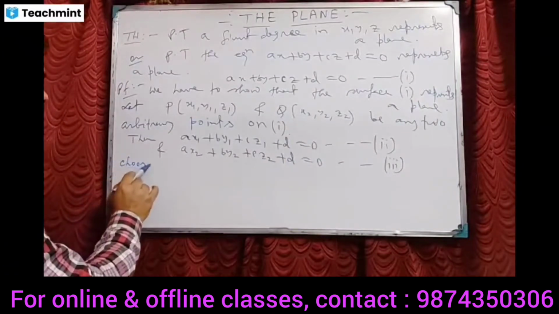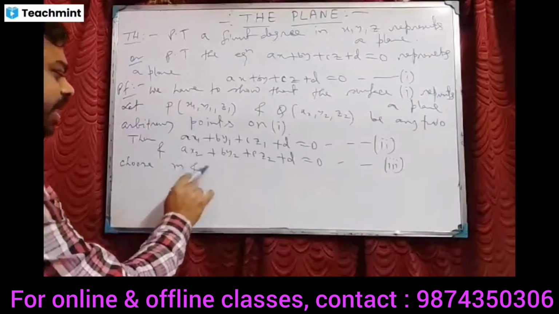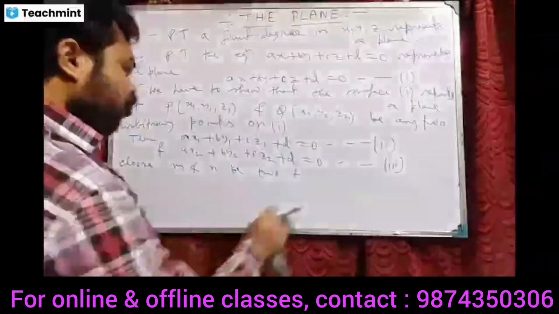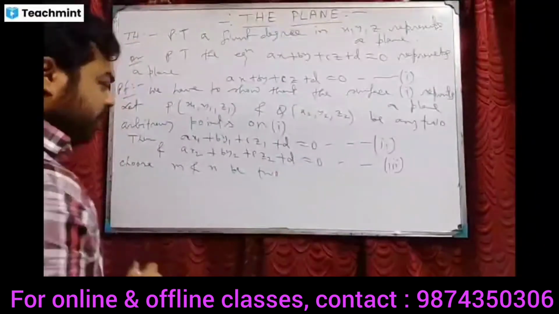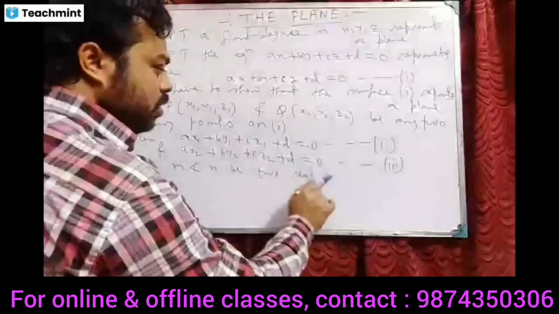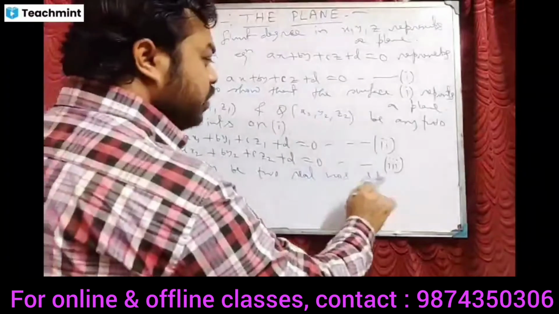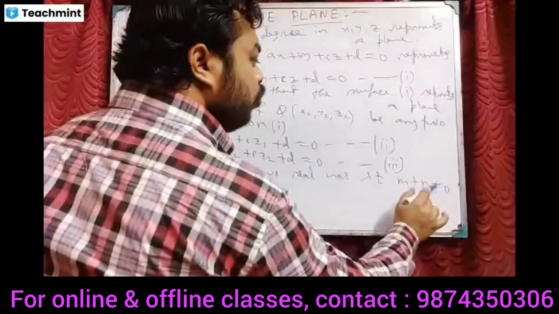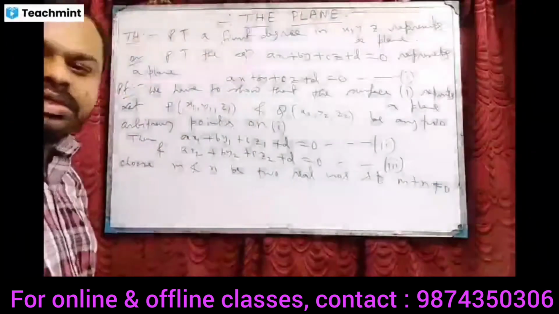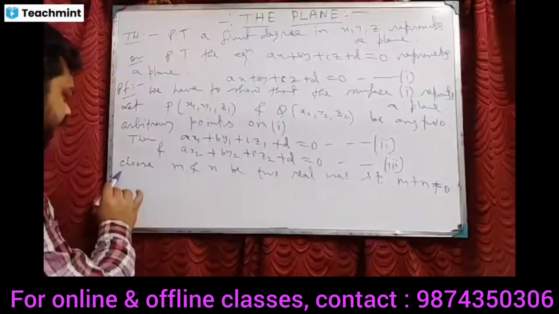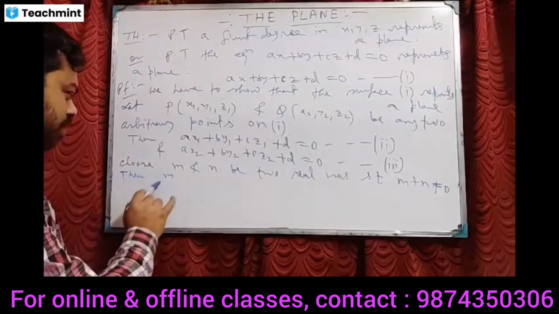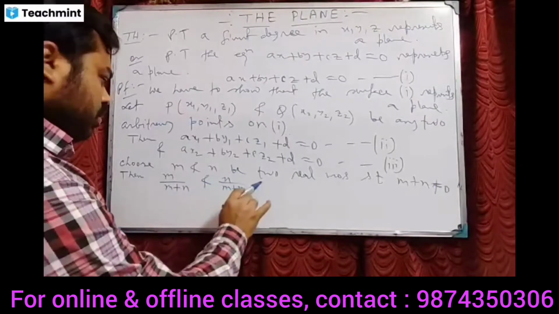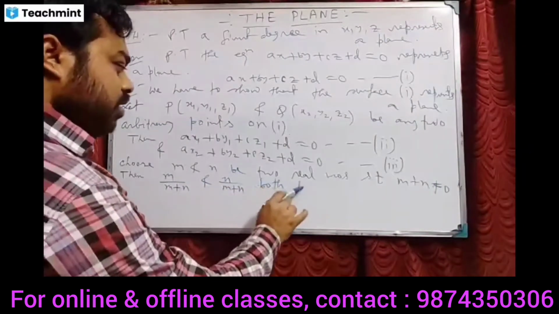Choose m and n to be two real numbers such that m plus n not equals to 0. Then m by m plus n and n by m plus n are both defined.